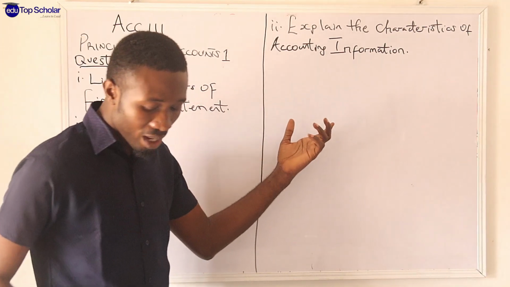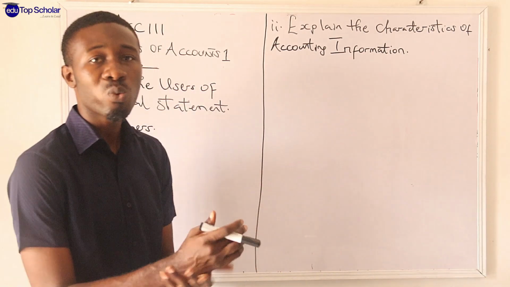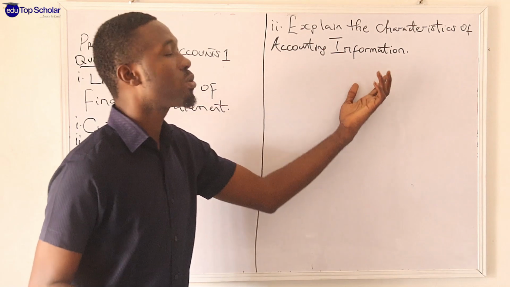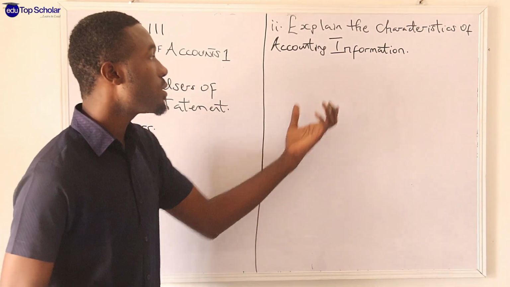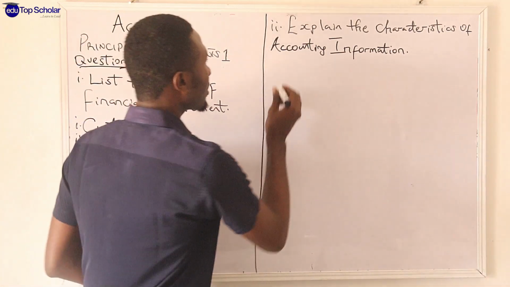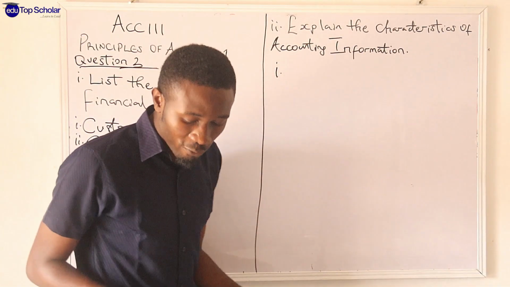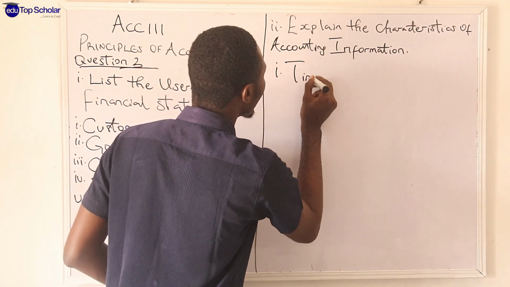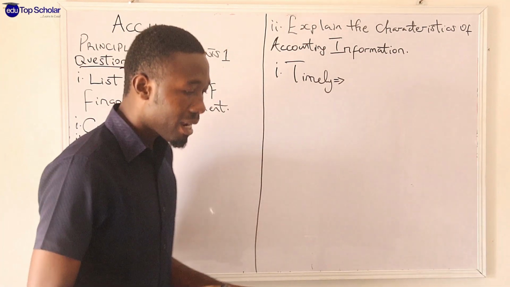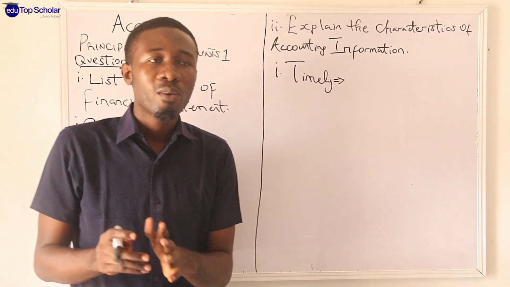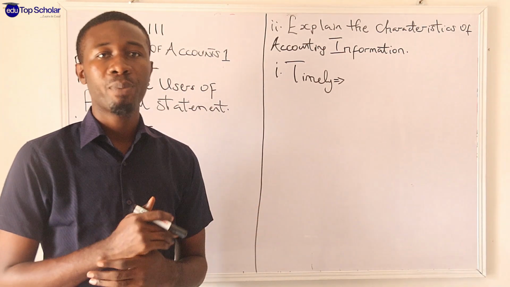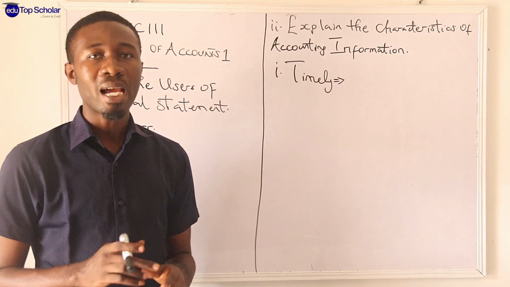Here you are required to list and to explain, maybe just one line explanation. In the case of accounting examination questions, you don't need to write full notes. All you just need is to show that you understand what you have written. So the first characteristic of accounting information is that it must be timely. That is, an accounting information must be from a particular time to a particular time. It must cover a particular period.